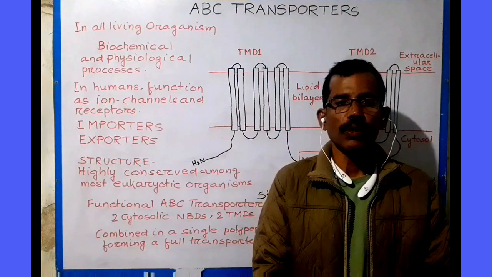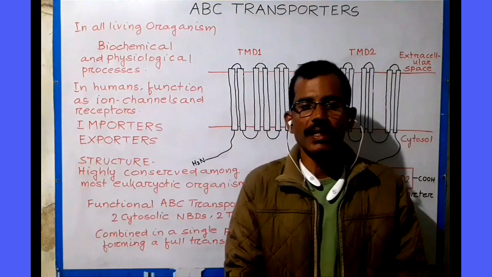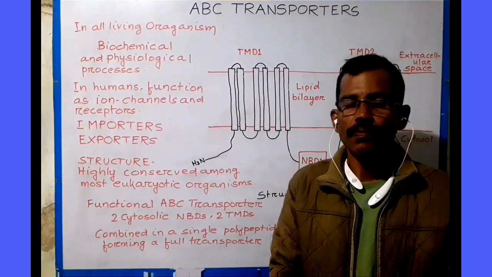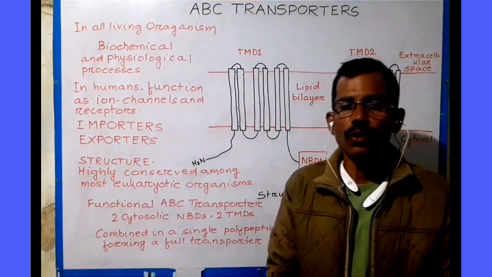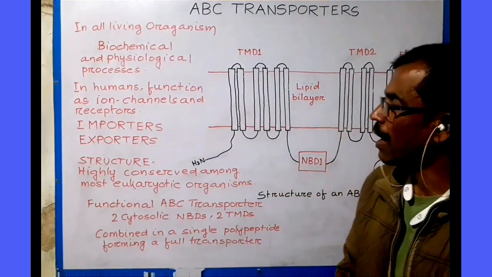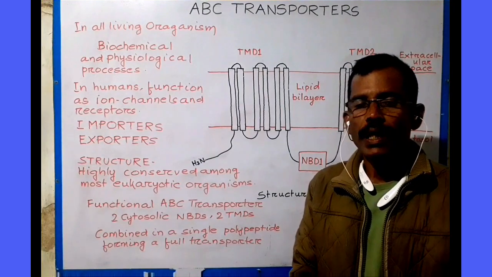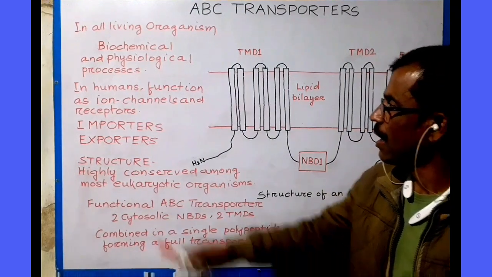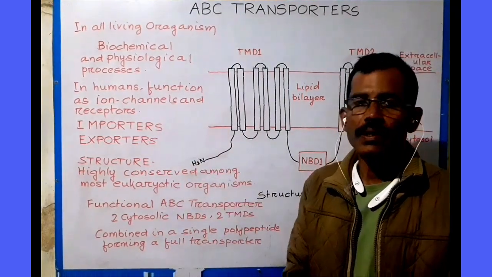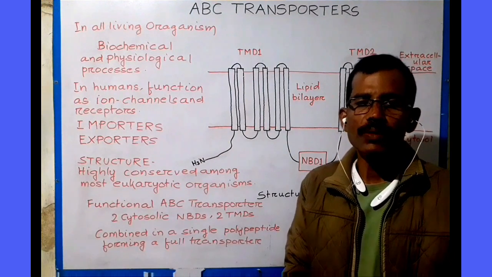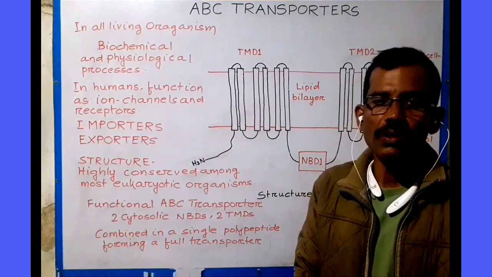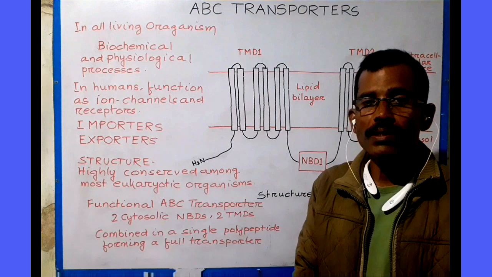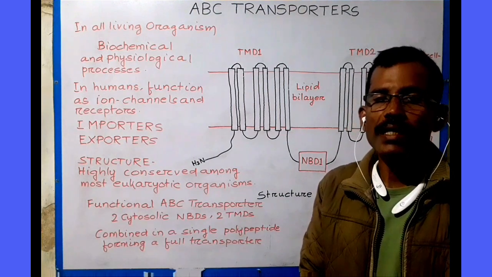Studies on ABC transporters began in the early 1970s. They are present in all living organisms. In addition to transport, they are also involved in biochemical and physiological processes. In human beings, ABC transporters are known to function as ion channels and receptors. Some of the ABC transporters function as importers, which have been confirmed in prokaryotic organisms. Many ABC transporters act as exporters.